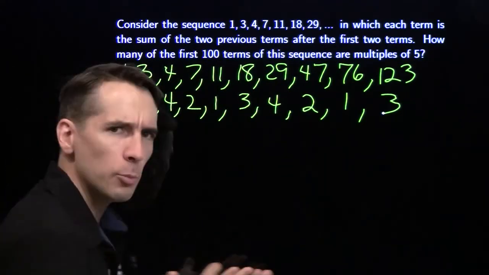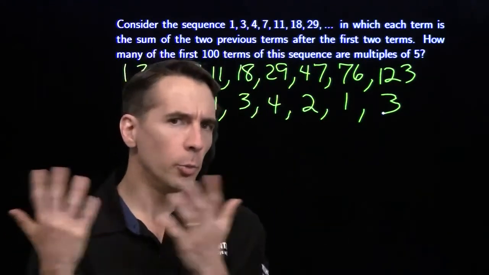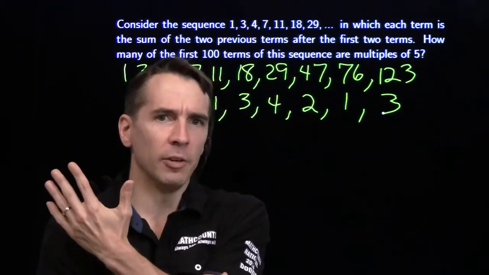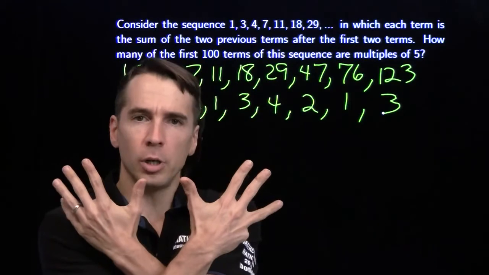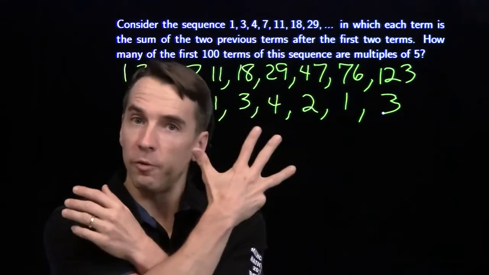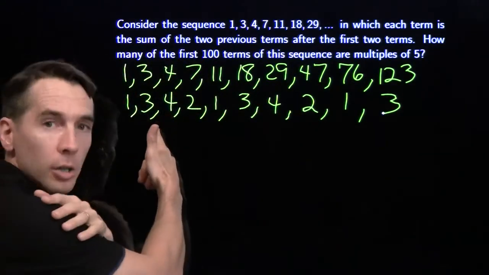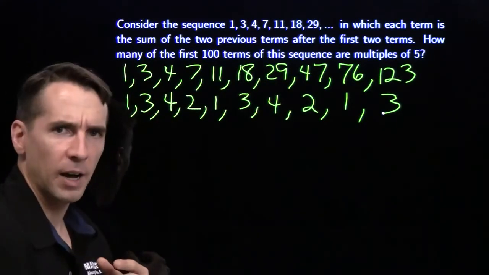So let's think about what happens when you add a number that's 1 more than a multiple of 5 to a number that's 3 more than a multiple of 5. Well, the two multiples of 5 add up to another multiple of 5, and your 1 extra and your 3 extra give you 4 extra. That gives you 4 more than a multiple of 5, a number with remainder 4 when it's divided by 5.